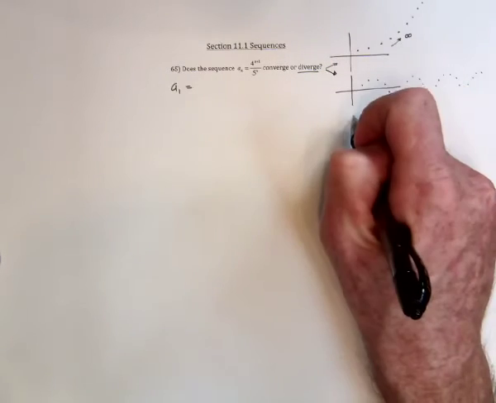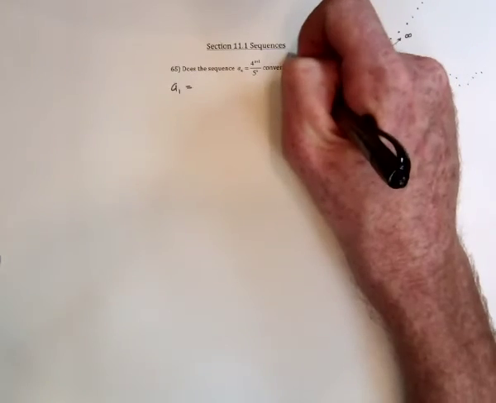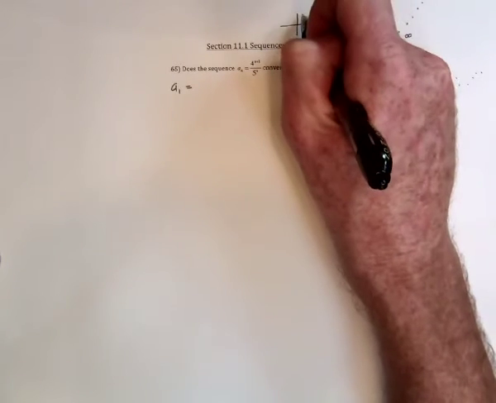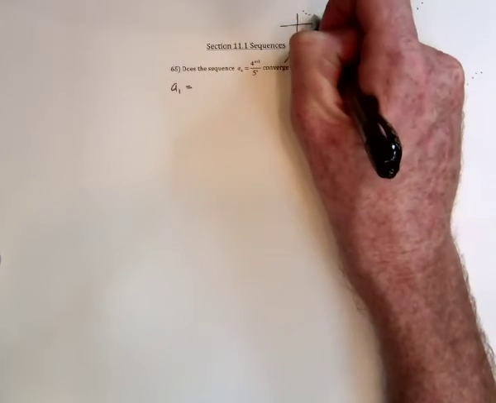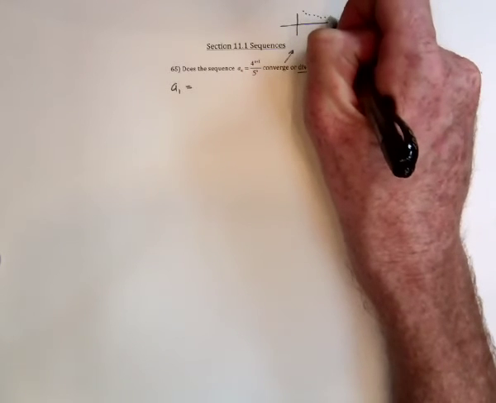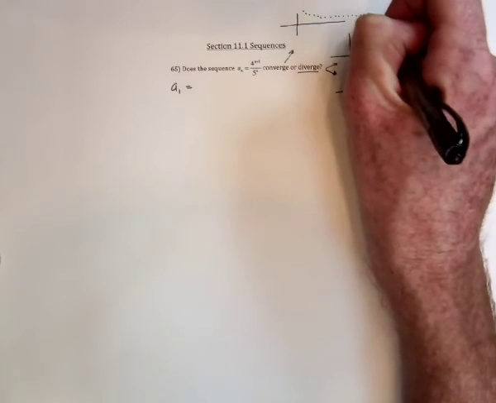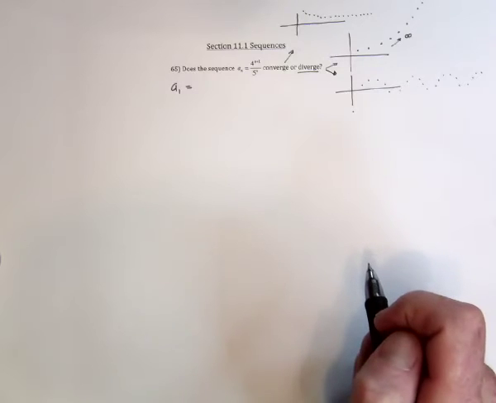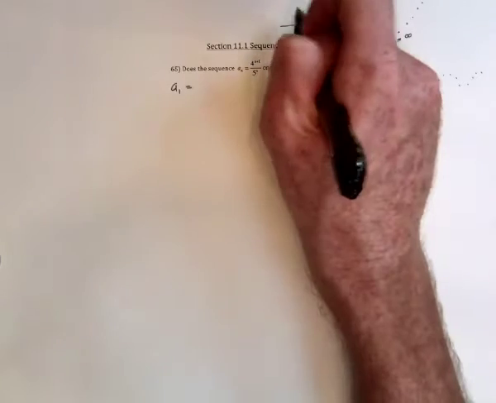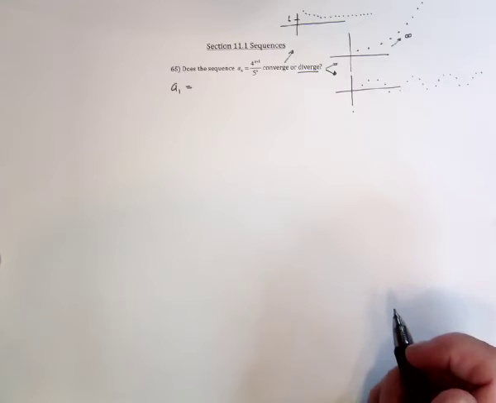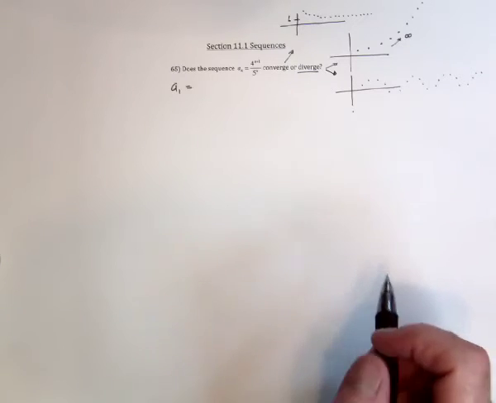Converge would mean that as you follow the values out, they just level off at some particular height. That is converge, and whatever that height is, that's called the limit that it's converging to. So for this one, you could plug in a bunch of numbers.